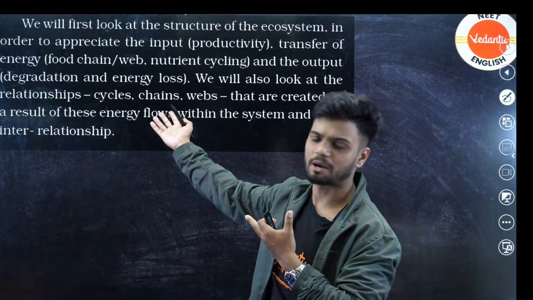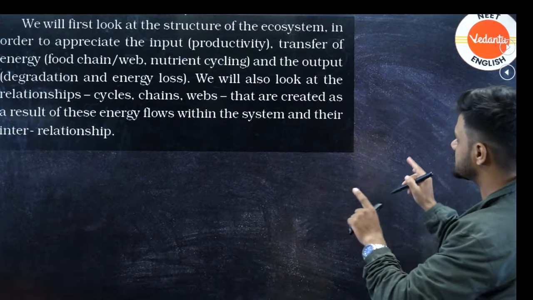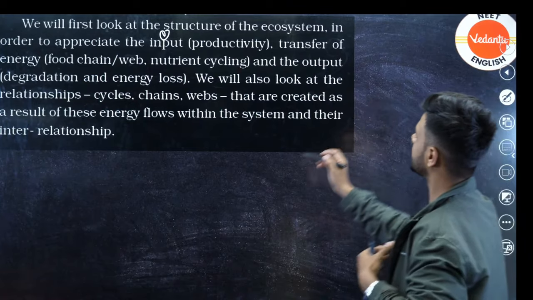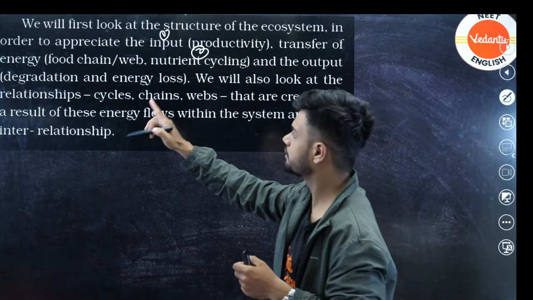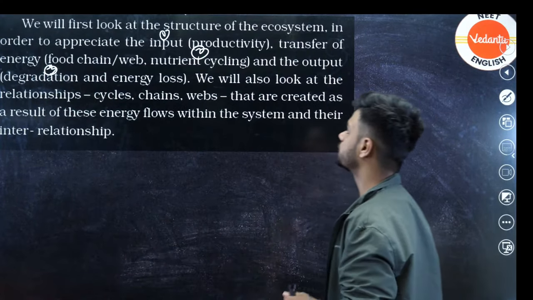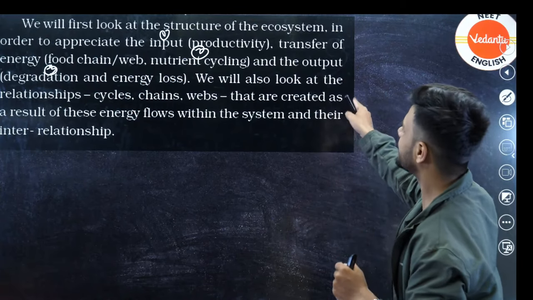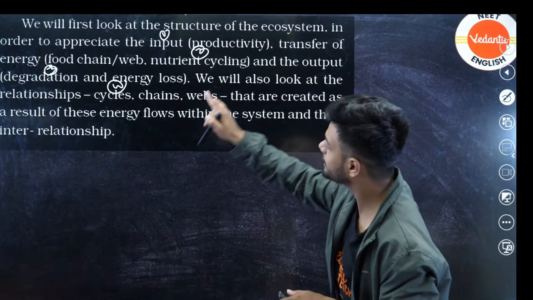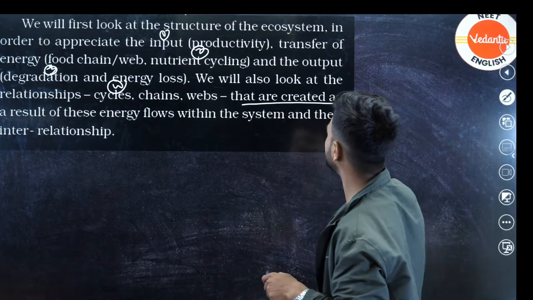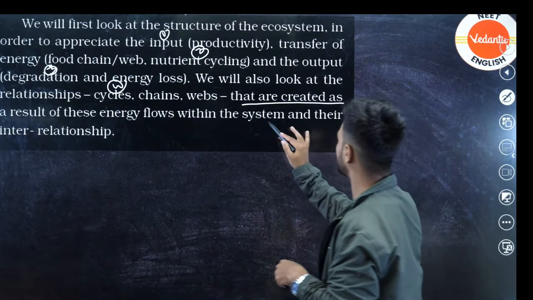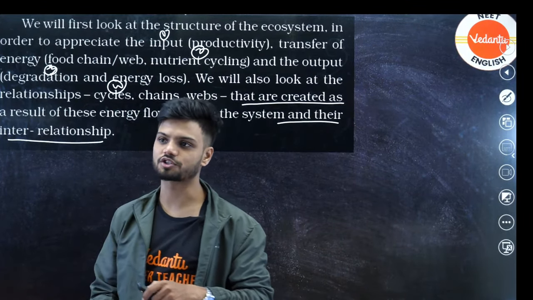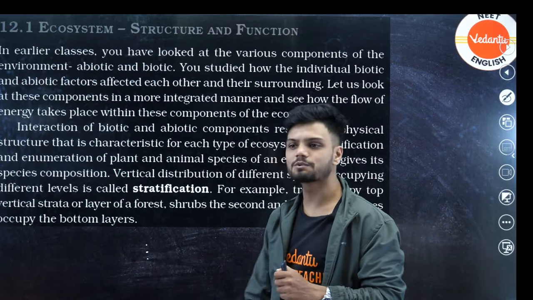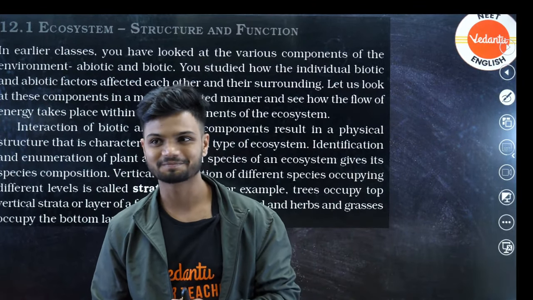Let's see the next line. This is just a small line before we start the chapter. We will first look at the structure of the ecosystem. That is the first point. In order to appreciate the input, that is productivity, that is the second point we'll be learning. Transfer of energy, that is the third point, your food chain and food web. Nutrient cycle, which is not in your syllabus. And the output, that is degradation and energy loss, we'll be learning. That is the fourth one here. And we will also look at the relationships, that is cycles, chains, webs that are created as a result of these energy flows within a system and their interrelationships. Clear? Students, can we start the chapter now? This is where the actual chapter starts. Can we start the chapter now?